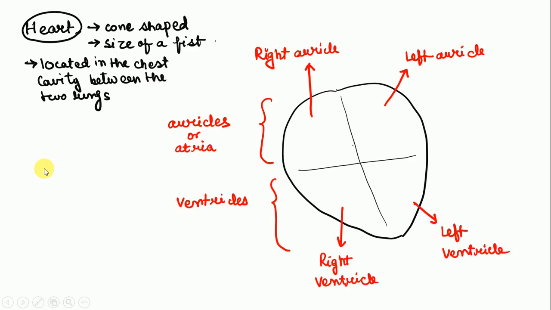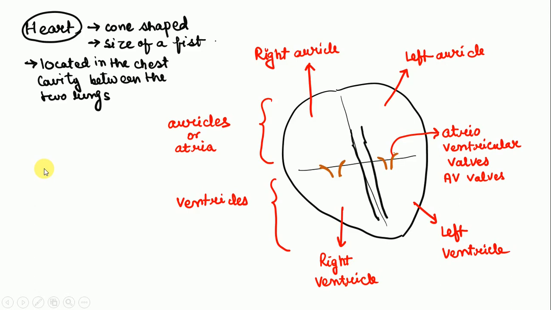Apart from this, there are 2 structures or 2 valves between the auricle and ventricles. These are known as atrioventricular valves. They prevent the backflow of blood from the ventricle to the auricle. The division of the chambers of the right side from the left side is done by a structure which is known as the septum.